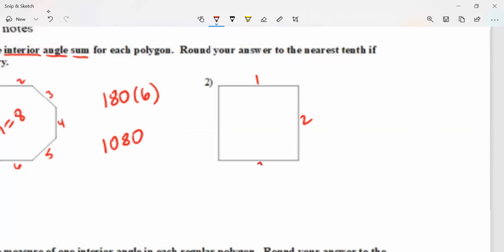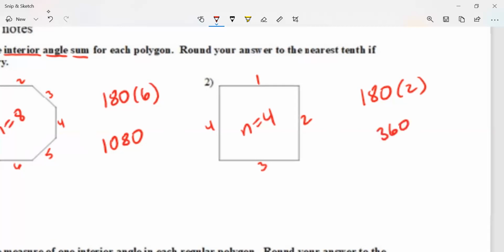Let's take a look at question number 4. There's 1, 2, 3, 4 sides. So to figure out what the angles on the inside add up to, I'm going to go 180 times 2. Remember, inside my parentheses is always 2 less than how many sides. It has 4 sides, so 180 times 2, because 2 is 2 less than 4. 180 times 2 is 360.